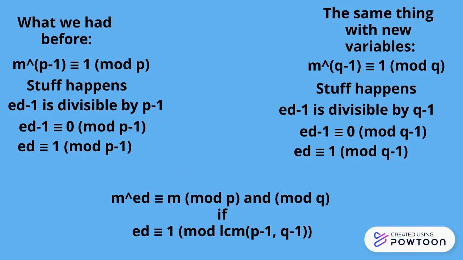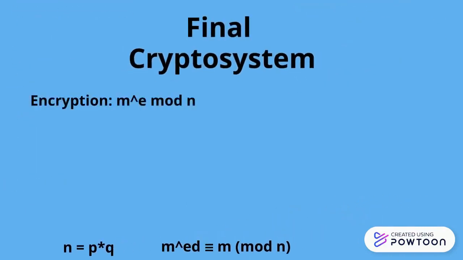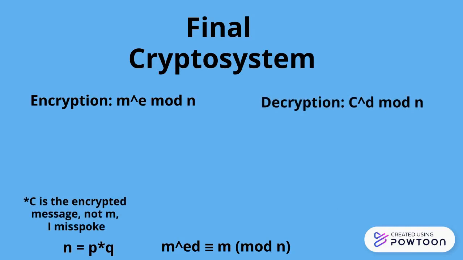So why is it better for m to the power of ed to be equal to m in both mod p and mod q? Well, this means that we can combine the mods, like we did with the other equation, and say m to the power of ed is equal to m mod n, where n is just the LCM of p and q. Since p and q are prime, their LCM is just their product, so n is just pq. Great! Our final RSA system is that to encrypt, you calculate m, your message, to the power of e mod n. And to decrypt, you calculate m to the power of d mod n.